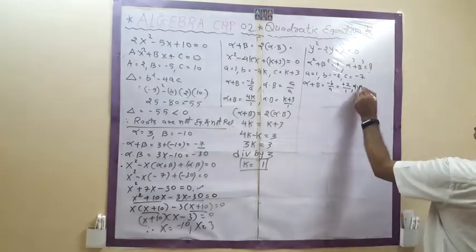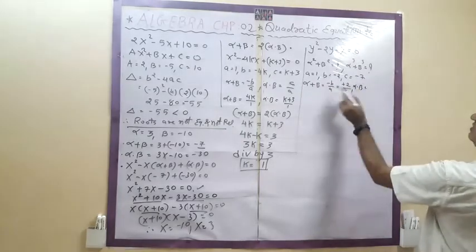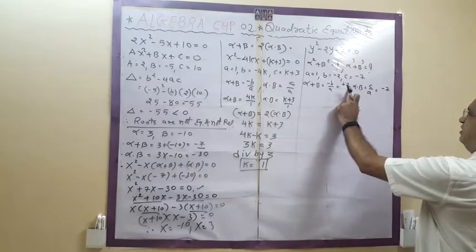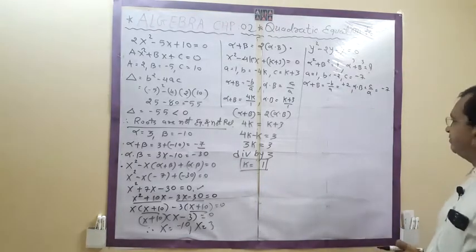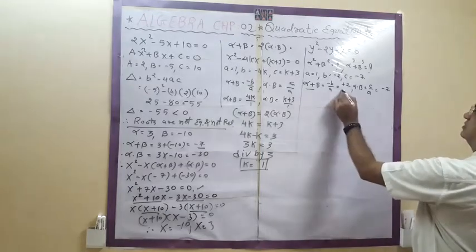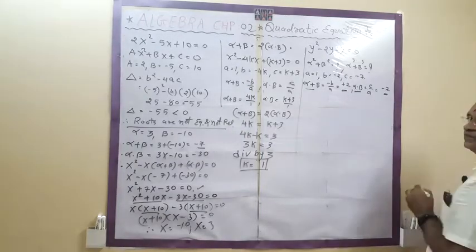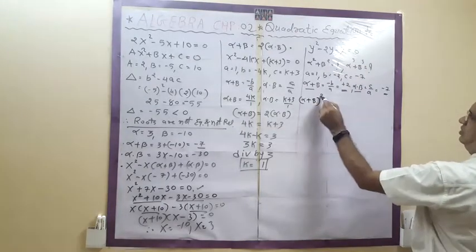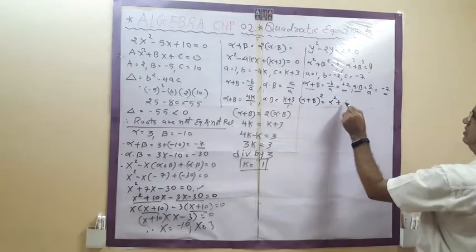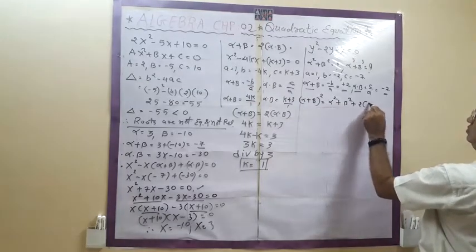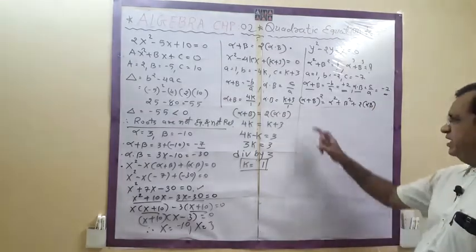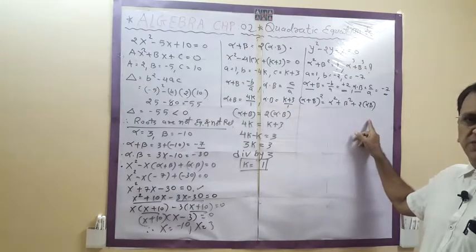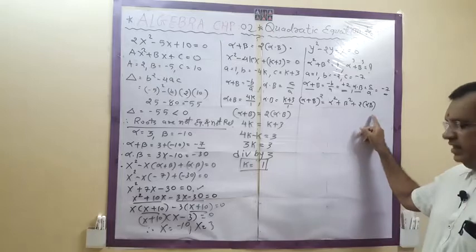And alpha dot beta is c by a. That is minus 7. If you do not write this divided by 2, divided by 1, that is okay. Now we got this and this. Now we want this. So write alpha plus beta whole square is equal to alpha square plus beta square plus 2 alpha beta. For example, a plus b whole square is equal to a square plus b square plus 2 in bracket a plus b, a dot b.